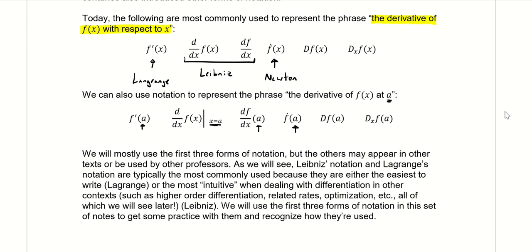Now, we're going to mainly use Leibniz and Lagrange notation because they're the most commonly used and they're the easiest and fastest to write, so that f prime of x, nice and fast, easy to write. And once we get into dealing with higher order differentiation, as we'll see later, related rates if we get to it, optimization, Leibniz notation can be a little bit more intuitive to follow in terms of what we need to do with our differentiation. So I'm going to switch amongst these first three forms in this set of notes just to get us some practice recognizing them and knowing that they all really do mean the same thing.